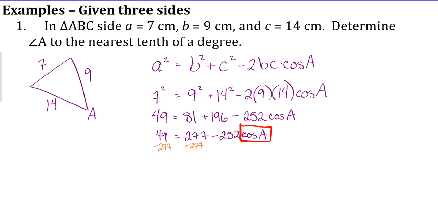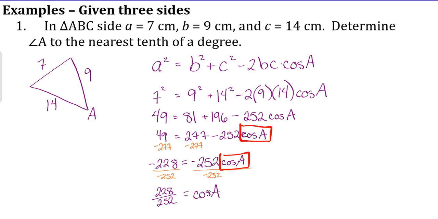We'll go ahead and subtract 277 from both sides. And that leaves us with some numbers. Be careful with your negatives. Don't lose track of those or do any funny math there. And we're still trying to get that cos A by itself, but now I've just got some number equals some other number being times by the box that I'm trying to isolate. So we divide both sides by that negative 252.